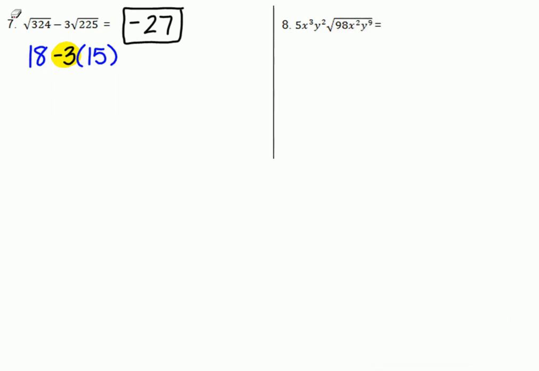Number 8, we don't want to forget about the expression that's on the outside, but let's worry about simplifying the inside first. 98 is not a perfect square, so I'm going to draw my factor ladder. Hiding in 98 is a pair of 7s. So I'm going to have a 7 come out. I'm going to leave a little space for my variables, and then a 2 stays inside.